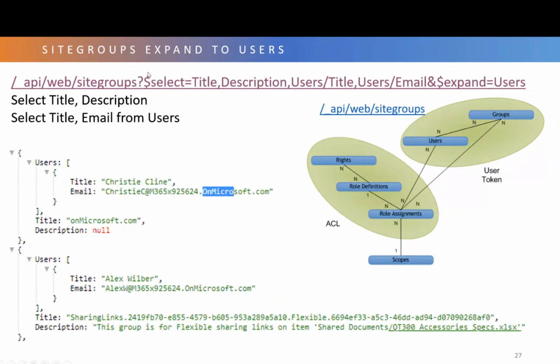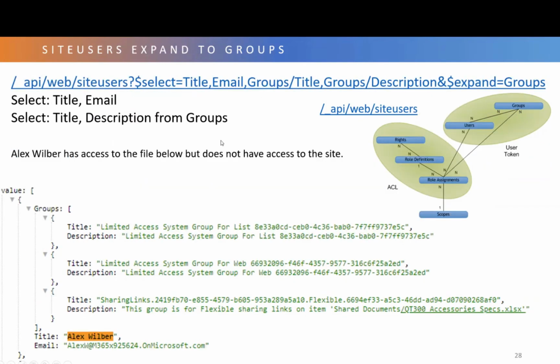You can also do it the other way around. So here I'm doing site groups and I'm expanding into users. I actually like to do it this way. I like to do site users and expand into groups. So when you do it the other way, you get everybody stacked together. So here's Alex Wilbur that we only share the file with. And so you can see the file here that was shared, and you can see the web access and the list access. Okay.